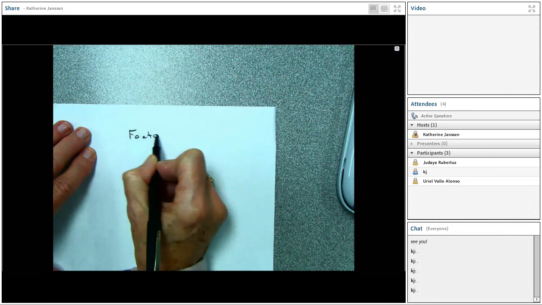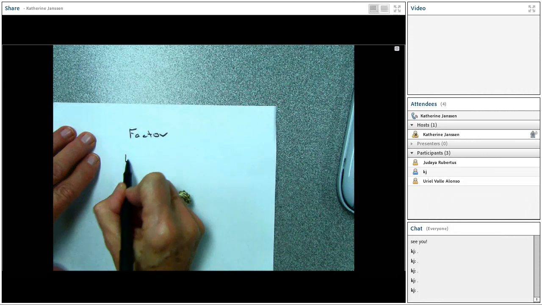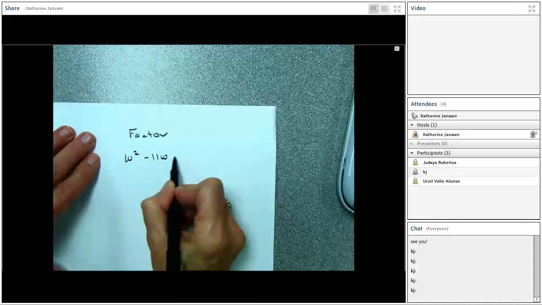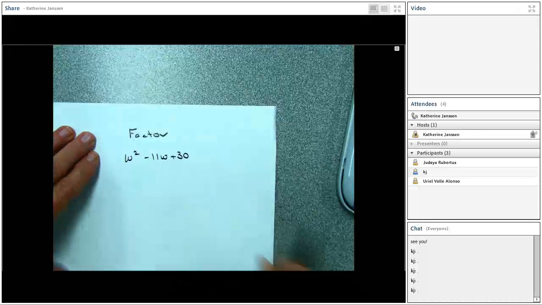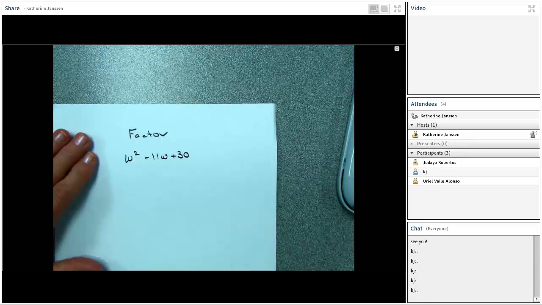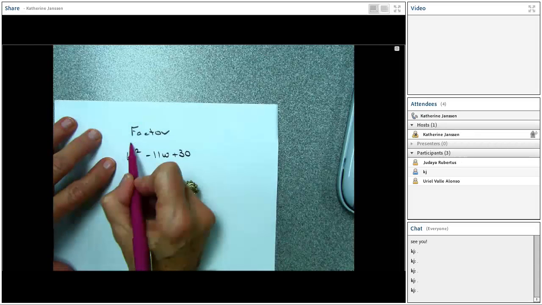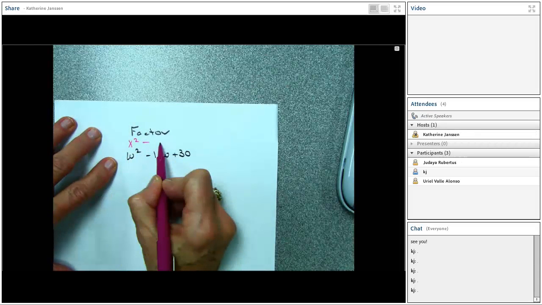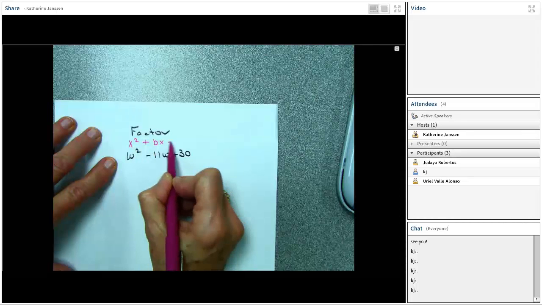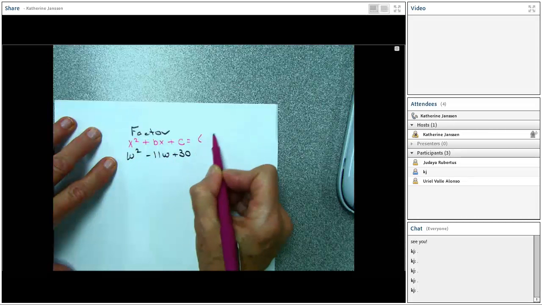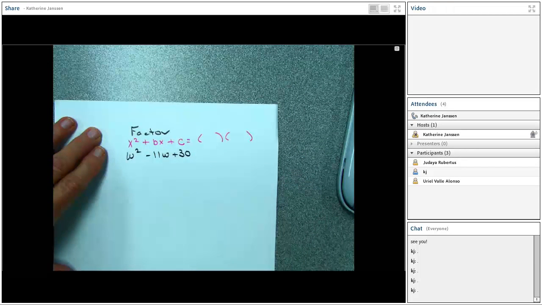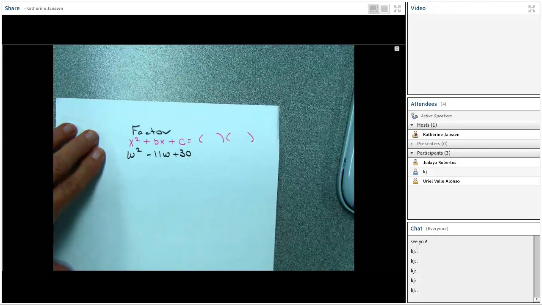Factor W squared minus 11W plus 30. Again, we need to recognize that we're following our pattern of x squared plus something times x plus a constant. So we're expecting that we're going to factor as a product of two binomials.